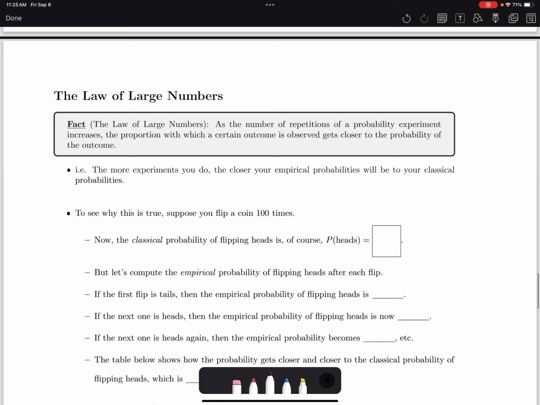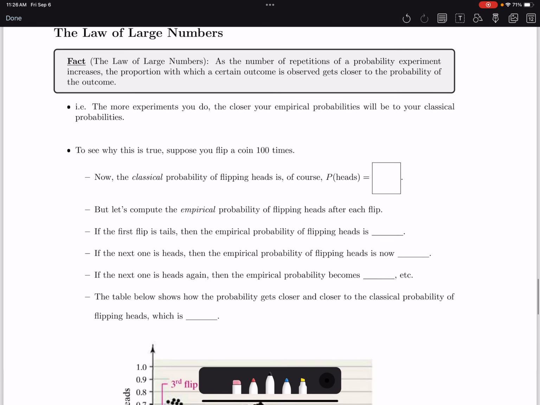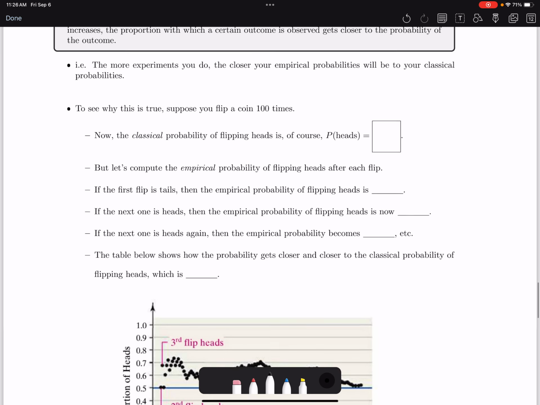So let's talk about the relationship between classical probabilities and empirical probabilities. They're tied together with a fact called the law of large numbers. And what the law of large numbers says is that as the number of repetitions of a probability experiment increases, the proportion with which a certain outcome is observed gets closer and closer to the probability of the outcome. In other words, the more experiments you do, the closer your empirical probabilities will be to your classical probabilities. And let me just show you, like with a thought experiment, why this would be true.